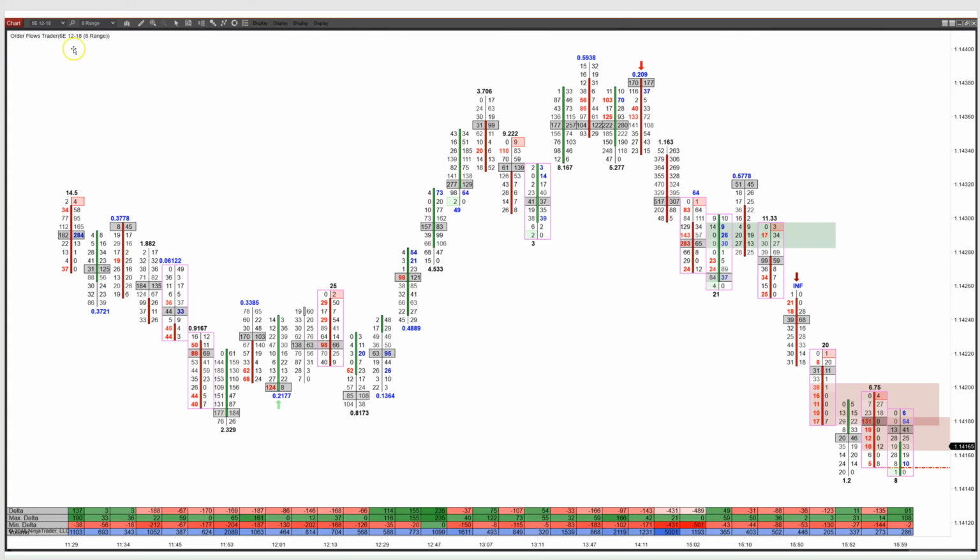So this is how it looks on the Order Flows Trader software. This is not the native version of the NinjaTrader Order Flow Plus tool. This is my version. And you can see each bar has the point of control.